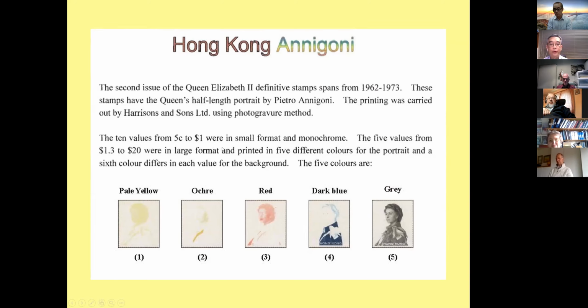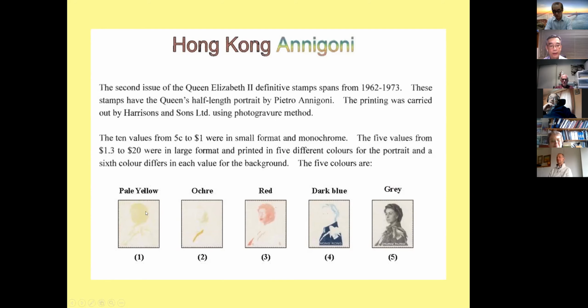And there are 2 formats. One is the small format from 5 cents to $1, which are monochrome, so there's only one color. But the 5 higher values from $1.30 to $20 are in large format, and they have 5 different colors. And they are printed in 5 different steps.